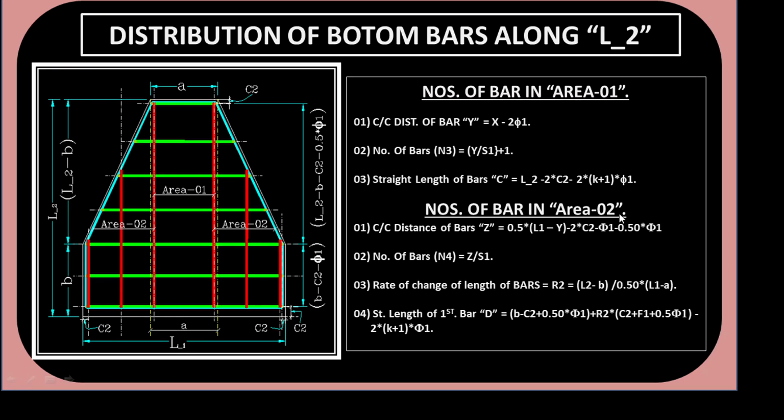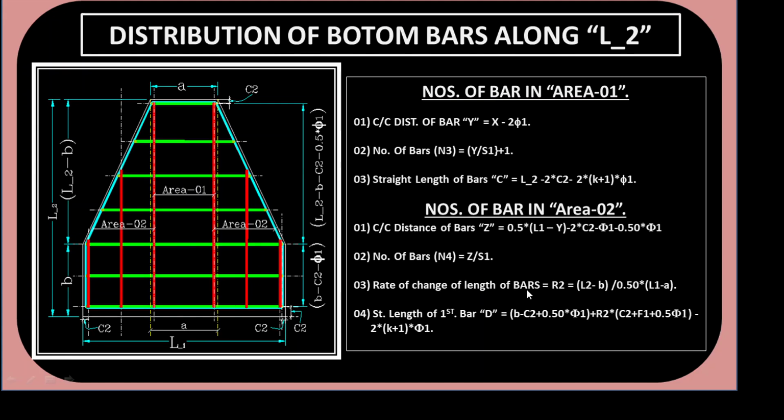Number of bar in area 2, that is this area where the length is changing. Center to center distance of bar is equal to Z is equal to 0.5 into L1 minus Y, that is this value, minus 2 into C2, that is side cover, minus phi 1 minus 0.5 S1. Number of bar is equal to this Z divided by S1.